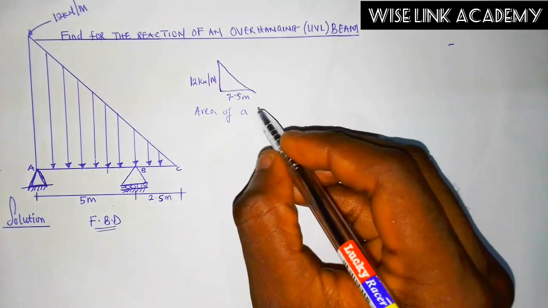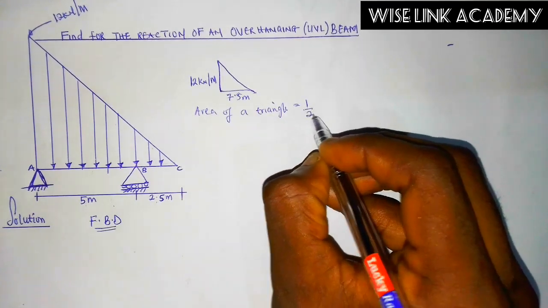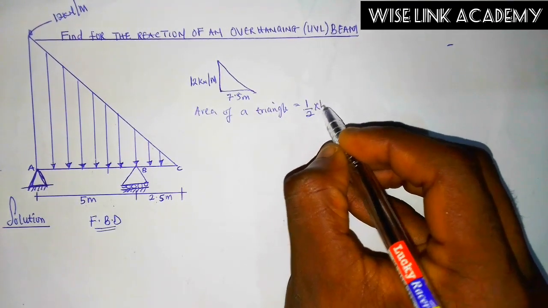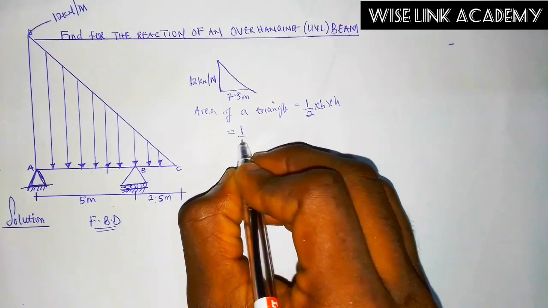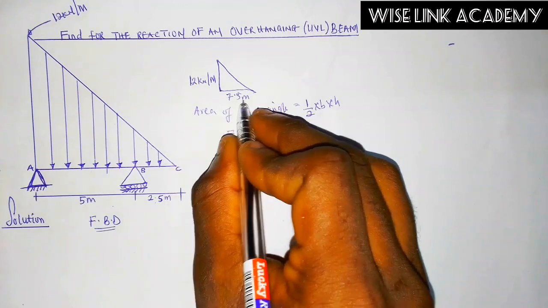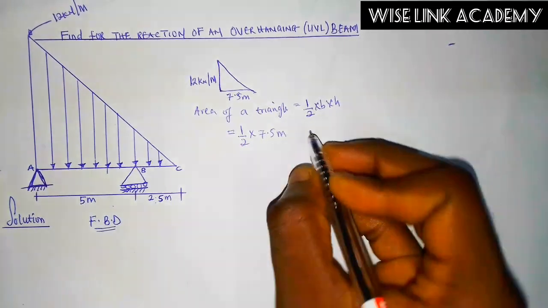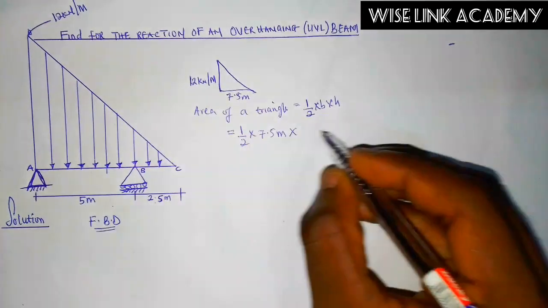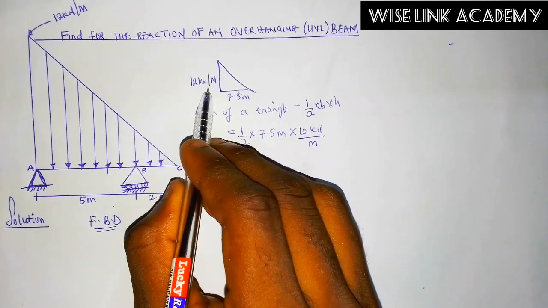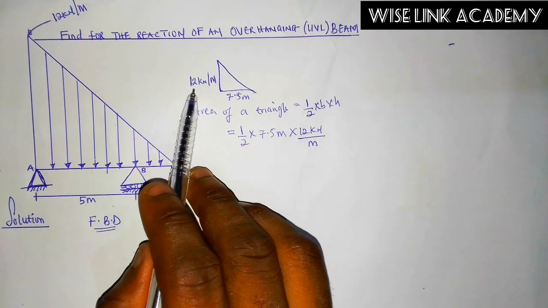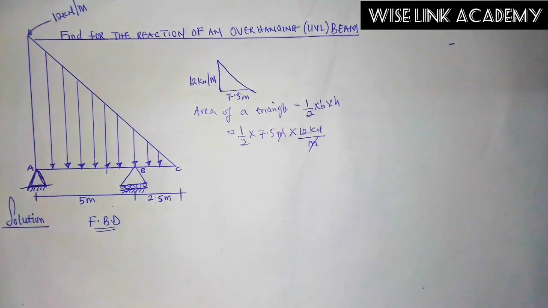So therefore, area of a triangle is equal to what? 1/2 times base times height, isn't it? So if I work on this, I'll be having 1/2 times my base, which is the bottom figure, 7.5, times 12 kilonewton per meter. This per means division. That is, in every 1 meter there is what? 12 kilonewton. That's the meaning.